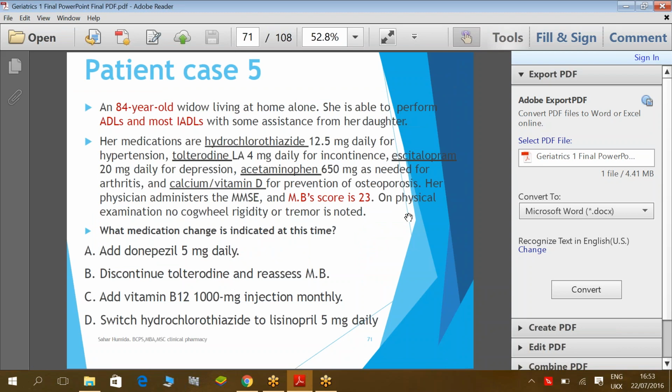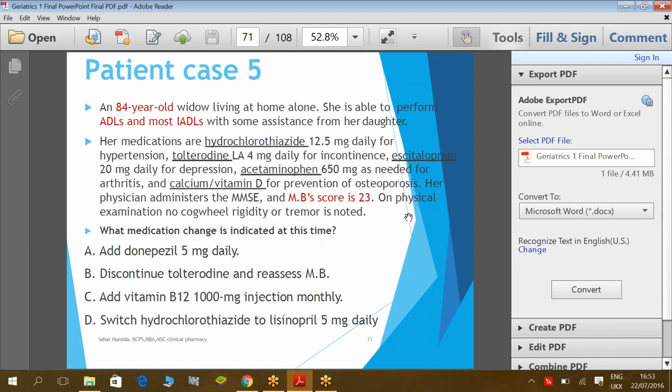Let's look at the case. An 84-year-old widow living at home alone. She is able to perform activities of daily living and most instrumental activities of daily living. She is taking hydrochlorothiazide, tolterodine, escitalopram, acetaminophen, calcium, and vitamin D. Her MMSE score is 23. What medication change is indicated?